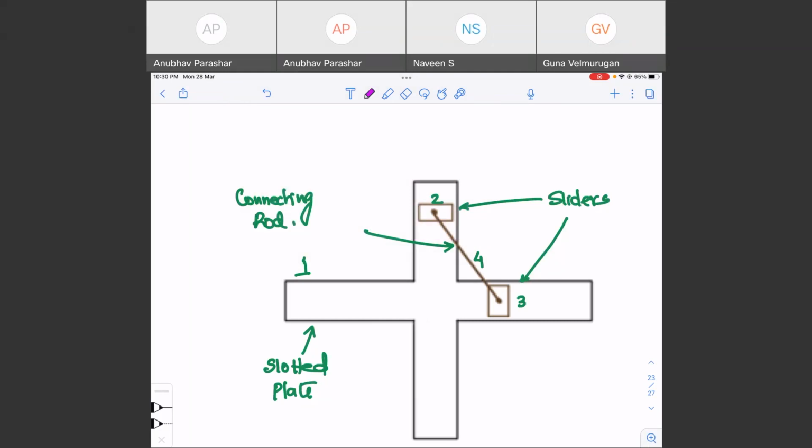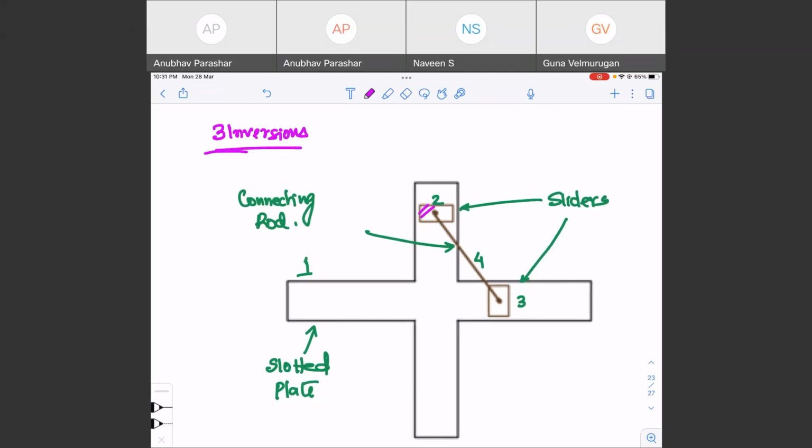So you can clearly see how many inversions are there. There are 3 inversions. Because you fix this slider or you fix this slider, you're going to have the same mechanism. You fix slider number 1 or slider number 2, link 2 or link 3, you are going to have the same mechanism. So there are only 3 inversions possible. You fix the slotted plate, you'll get a mechanism. You fix the connecting rod, you'll get a mechanism. You fix one of the sliders, you'll get a mechanism. Right? There are 3 inversions.